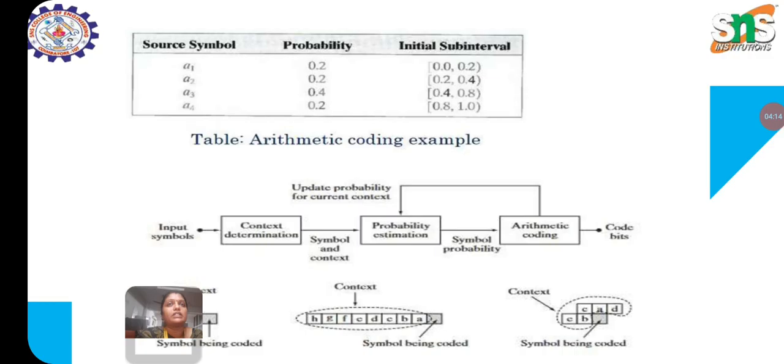So for D the cumulative range is 0.6 to 0.8 and we have to update the interval. So the new low range is 0.208 and the new high range is 0.24. For I the cumulative range is 0.0 to 0.4, and to update the interval the new low level is 0.208 and the new high level is 0.2144. For A the cumulative range is 0.8 to 1.0, so to update the interval the new low level is 0.21312 and the new high level is 0.2144.